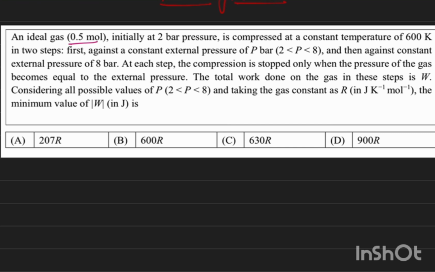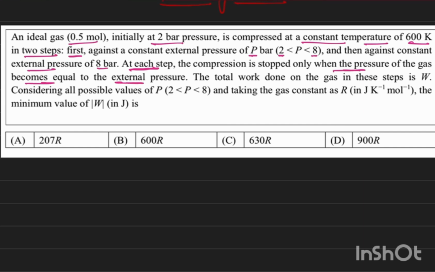is compressed at a constant temperature of 600 Kelvin in two steps, in which the first step is against a constant external pressure of P bar, and P can be from 2 to 8 bar, and then against a constant external pressure of 8 bar. At each step, the compression is stopped only when the pressure of the gas becomes equal to the external pressure.